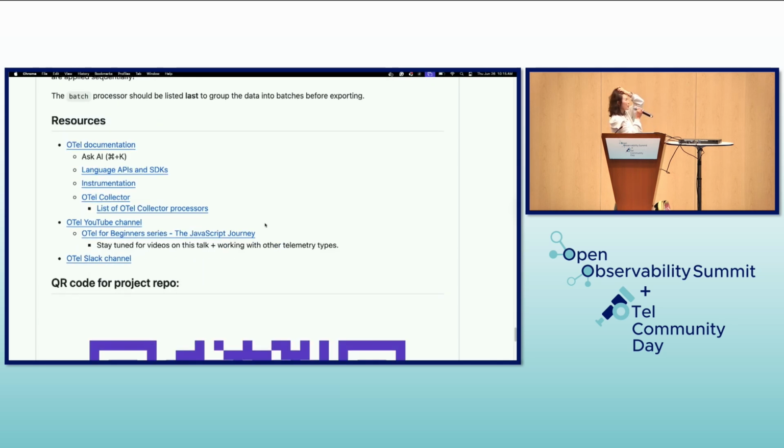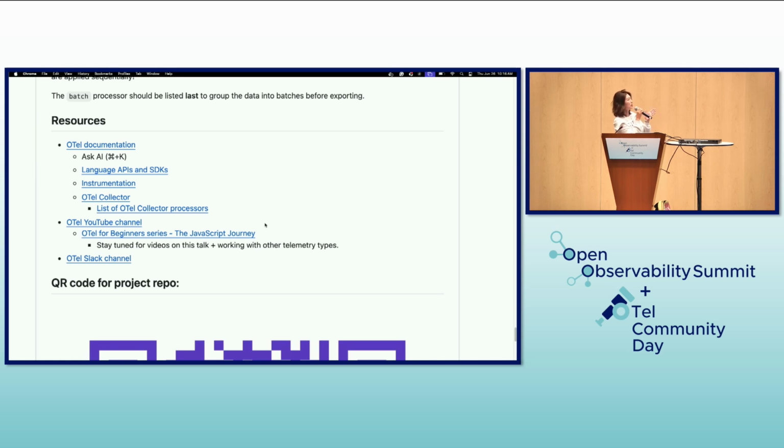Okay, so now that you have the basics, here are the resources for you to delve deeper into some of the concepts that we went over. So your go-to resource should be the OTel documentation. And at any point you're exploring the doc, we added in an Ask AI feature. So all you have to do is just press Command K, then it should pop up for you. While it's experimental, it should help point you in the right direction.